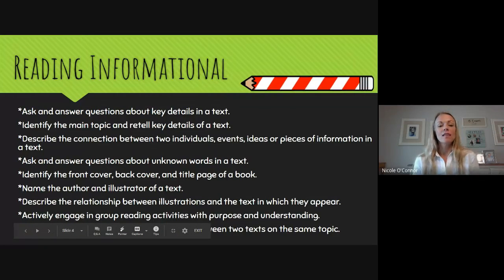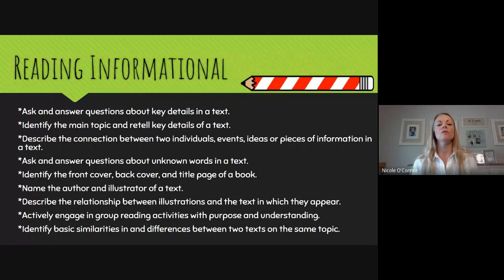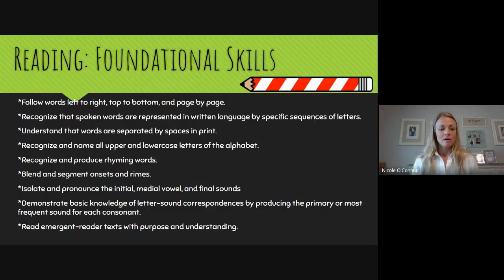Reading informational, a lot of the same points are mentioned here also, but they're reading informational text. So a lot of nonfiction texts. They're doing the same thing. You want to ask and answer questions about key details. This time they're identifying the main topic and also the details that will retell or relate back to that main topic. We also want children to be able to see connections between individuals and text, events that are happening, or various pieces of information within the text. And this is where we pull in the parts of a book. So we're talking about front cover, back cover, spine, all of those details.